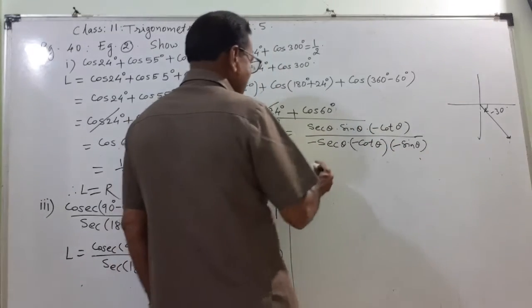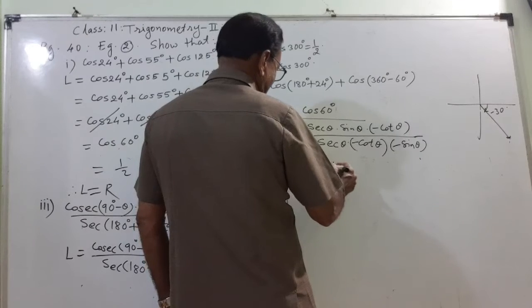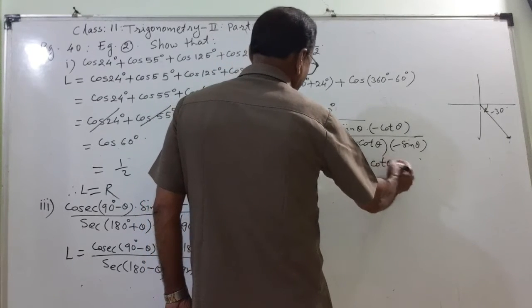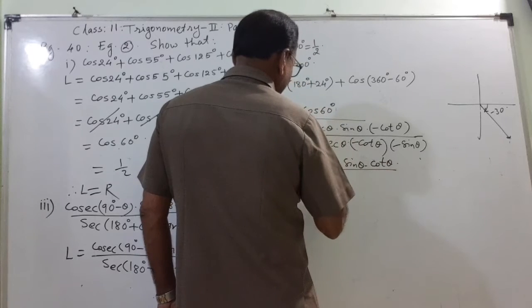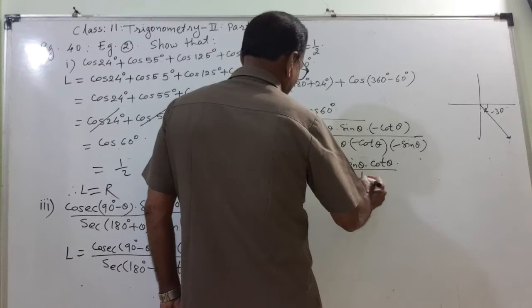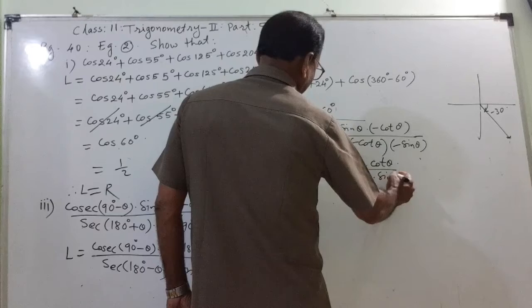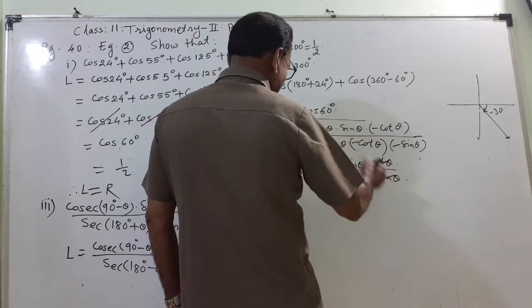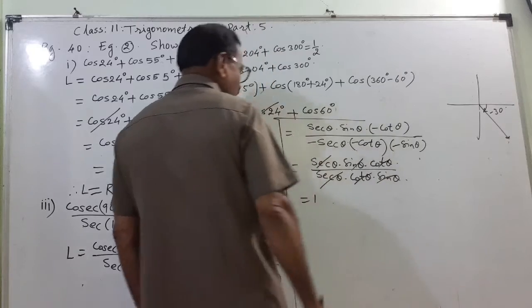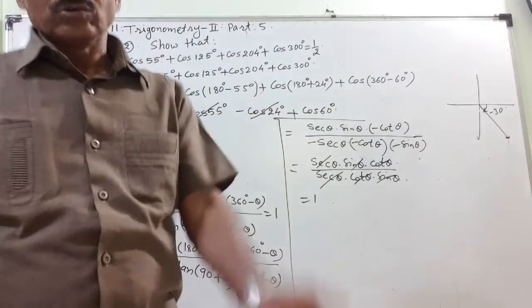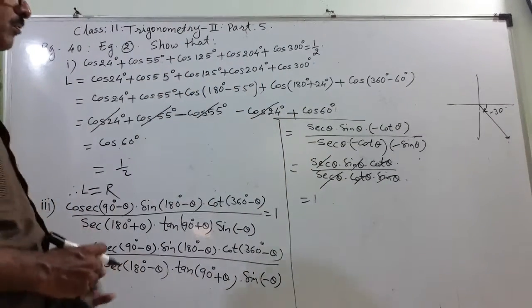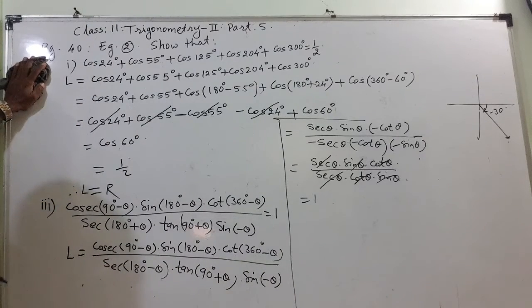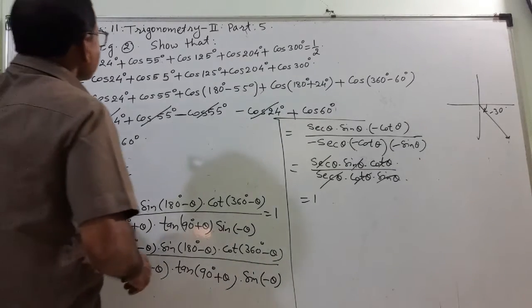And now I will change everything. Sec theta into sine theta upon sec theta into cot theta into sine theta into cot theta. This cancels, this cancels, and that is equal to 1. Don't write 0. Somebody writes 0. Okay. Now, first and third I have solved. One more sum we will see in this.